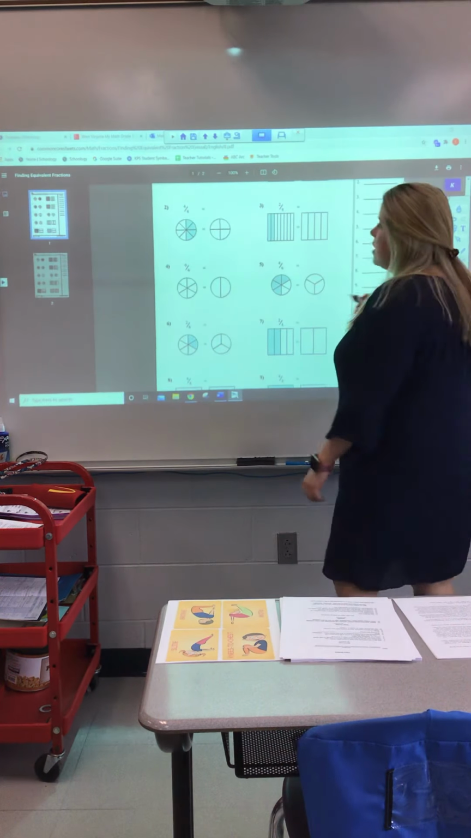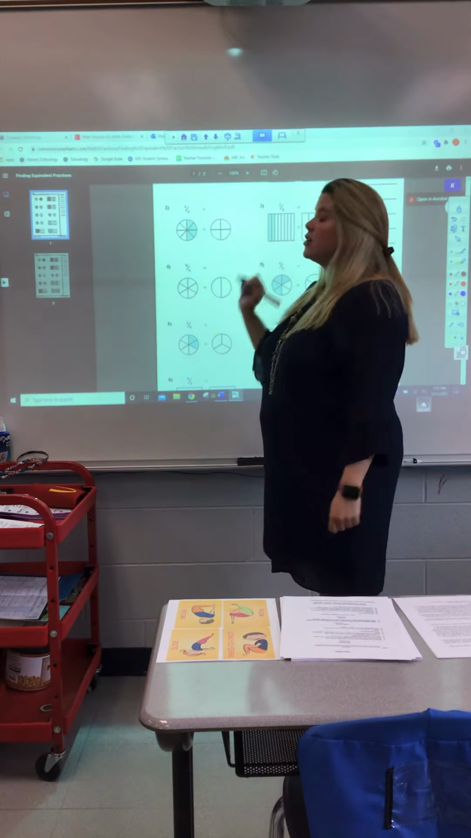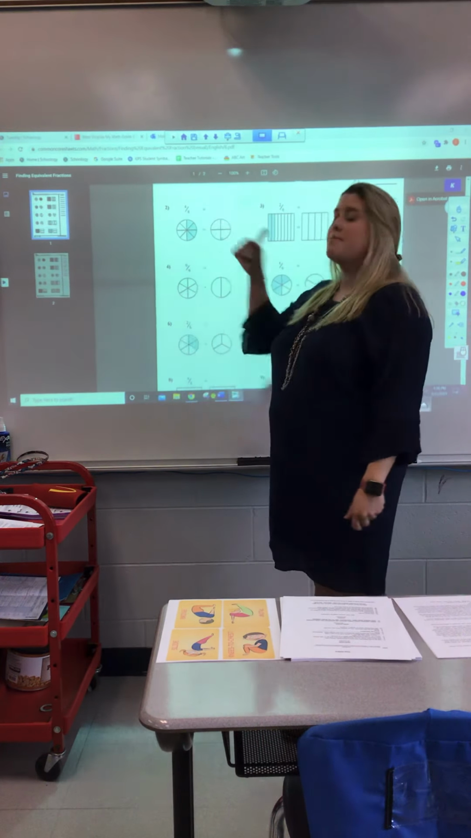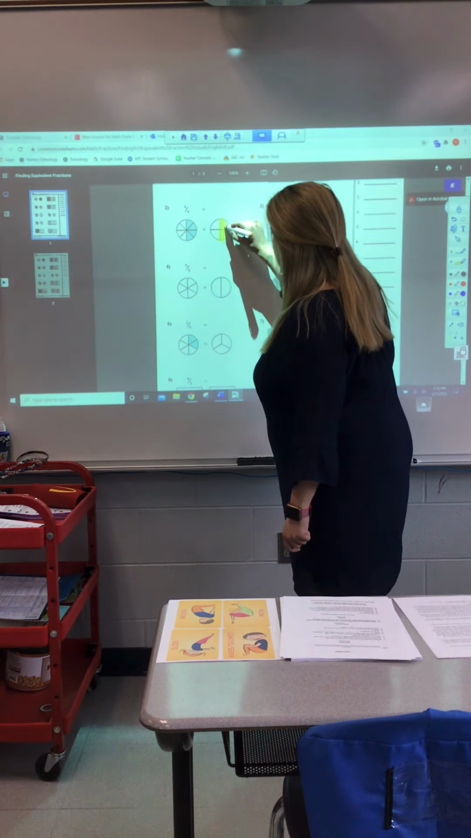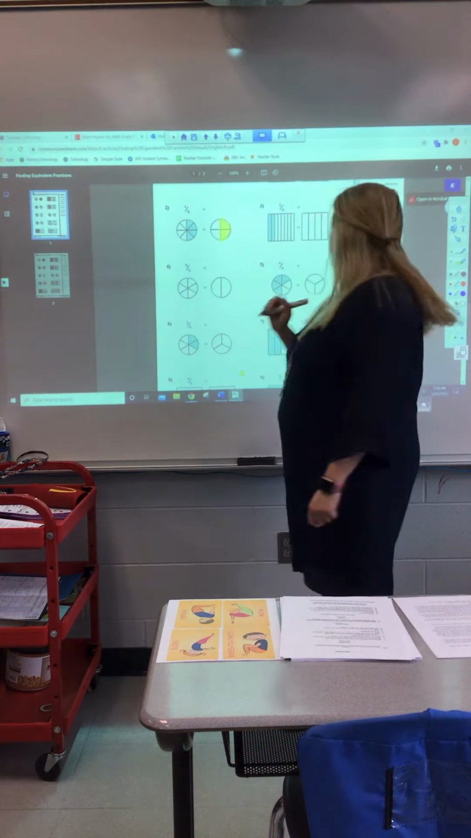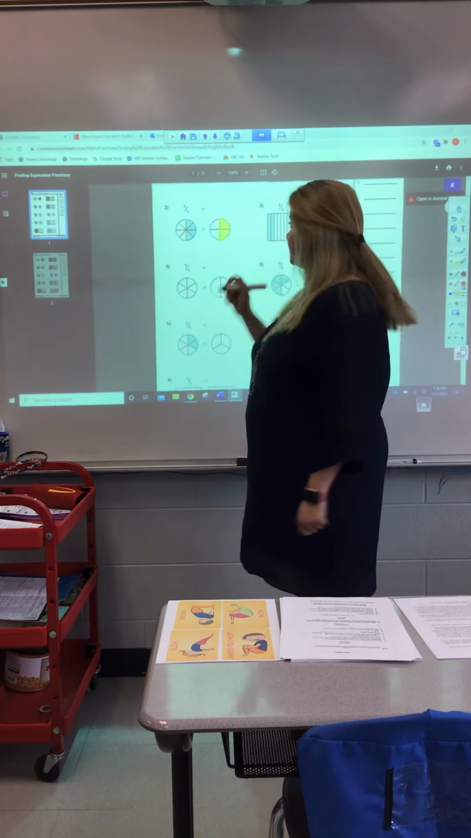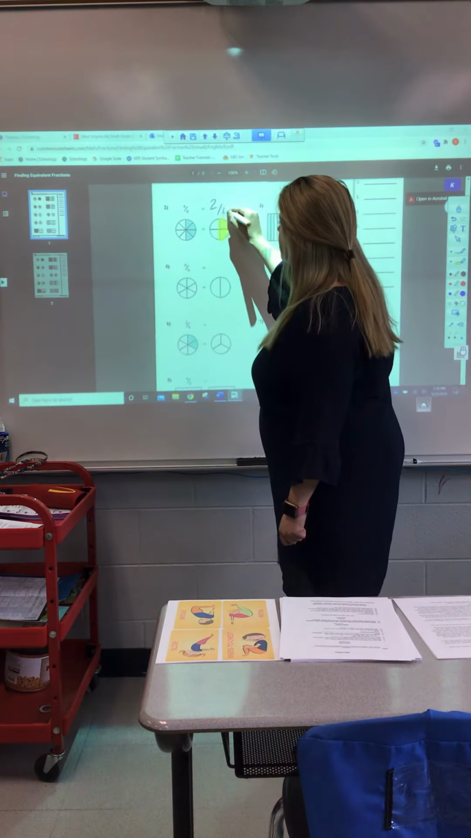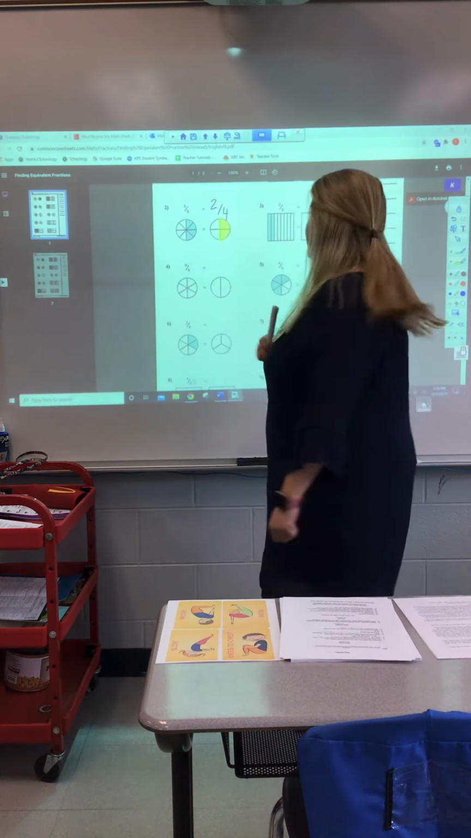So, this is 4/8, okay? How much of my circle do I need to color to have the same amount colored? Right, I would need to color 2 of them. So now, what fraction of my circle is shaded? Right, 2/4. Good, let's try one more together.